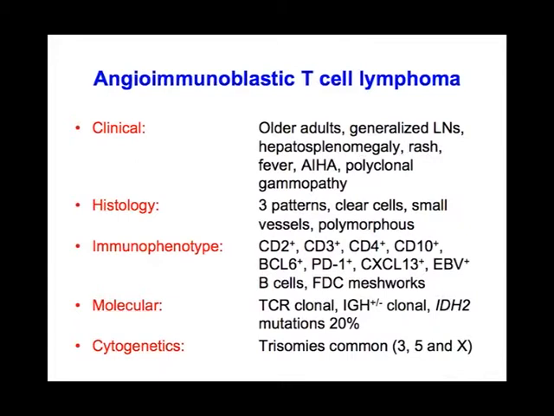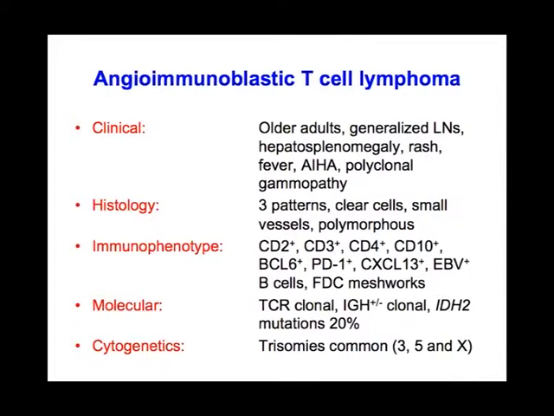And type 1 is a very early pattern, and as I mentioned on that second slide, can be very difficult to distinguish from reactive lymph nodes. We'll say a word about it. Characteristic clear cells, again, small vessel proliferation. It has a very characteristic phenotype as shown here because it is a tumor of follicular T helper cells. So BCL6 is expressed, CD10 is expressed, PD1 is expressed, and CXCL13.